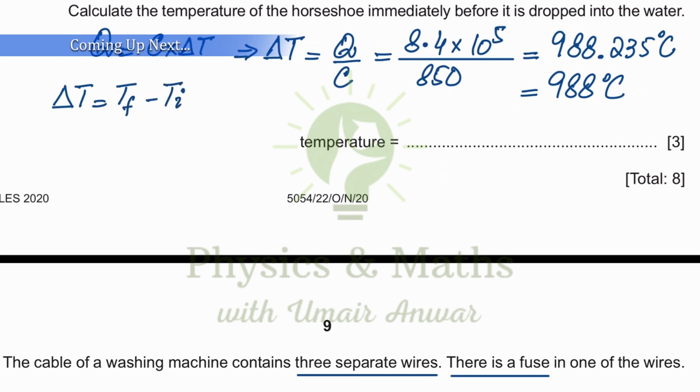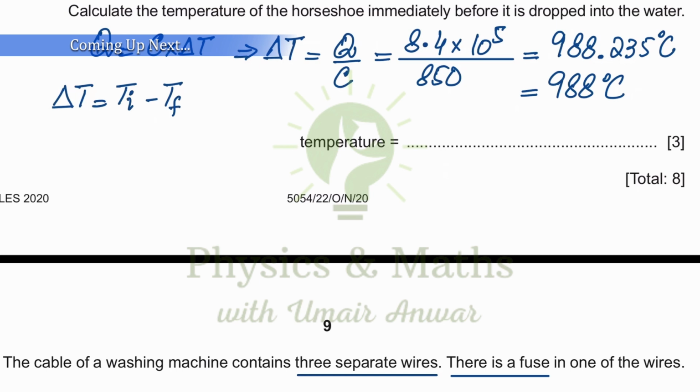Now, normally the final temperature is larger and the initial temperature is lesser if the temperature change is positive. In this particular case, we know that initial temperature of horseshoe was larger and it was losing heat to water, so the final temperature would be lesser. So this change in temperature should be taken as negative, or we could just do that. We could take the initial temperature first and then subtract the lesser final temperature from it.